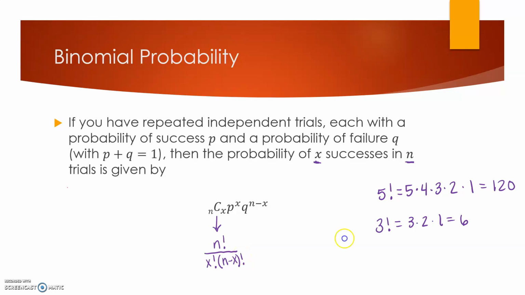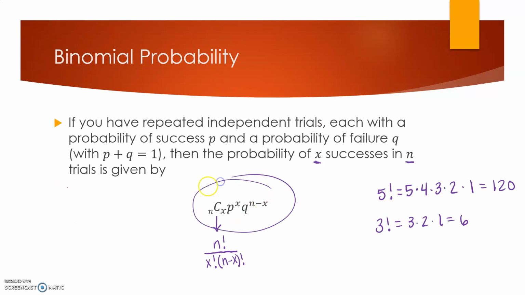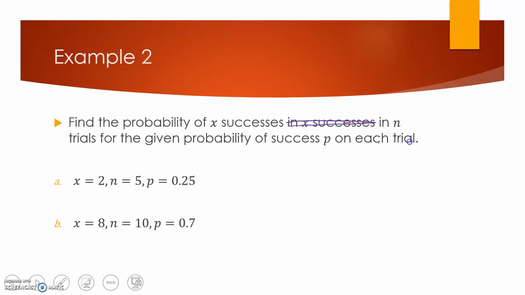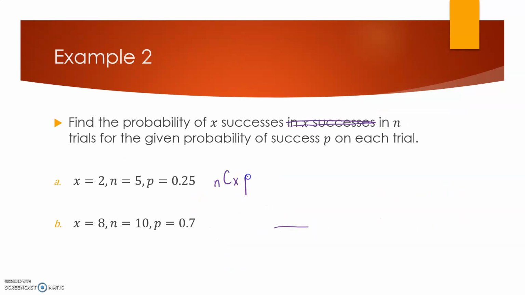So we're going to practice a little bit more with this now. Here we are given x, n, and p, and we need to calculate the probability of x successes in n trials for the given probability. So I'm going to use this formula right here: nCx times p to the x times q to the n minus x.